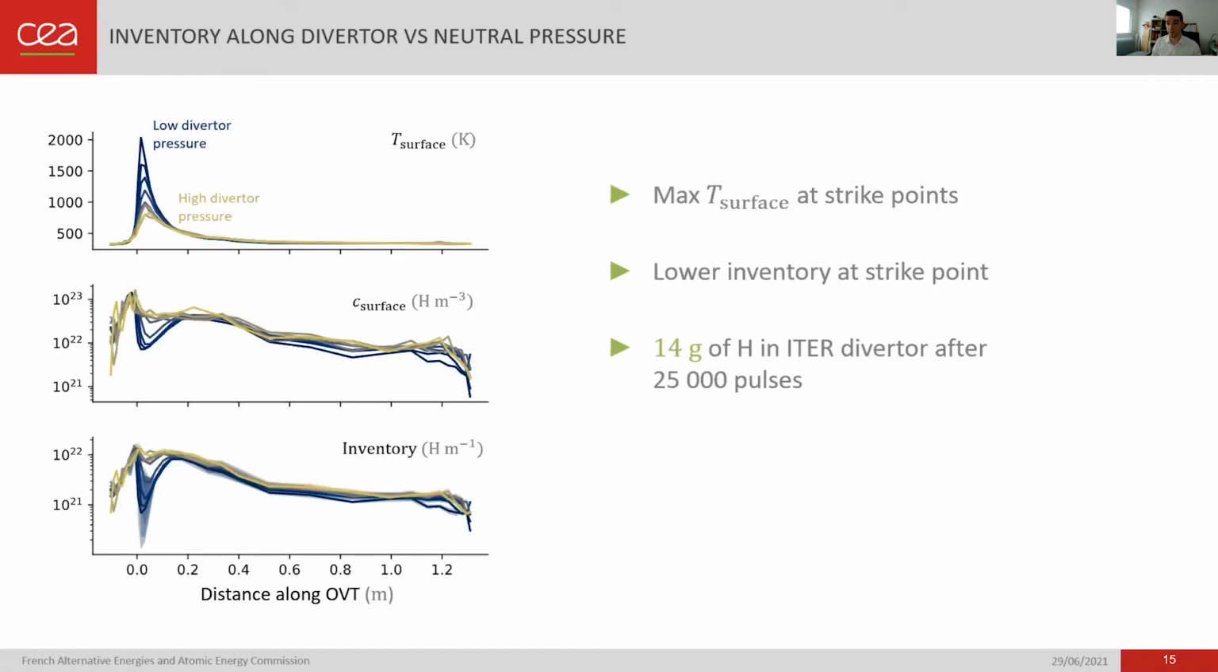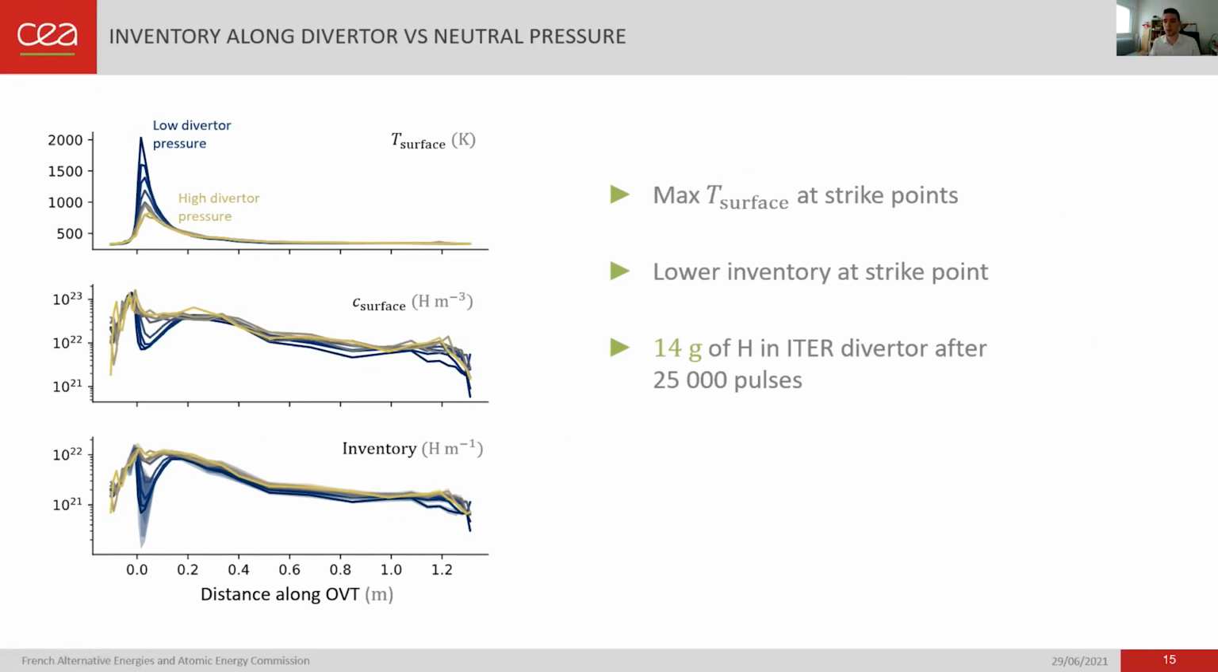Let's take back our ITER case. That's a case where all this data is available on IMS, which is the database of ITER. We took a few runs where we had the divertor neutral pressure varying, so we go from low divertor pressure in blue to high divertor pressure in yellowish here. And we observed several things.